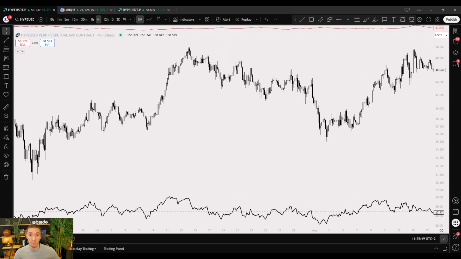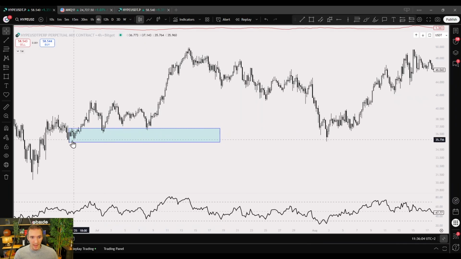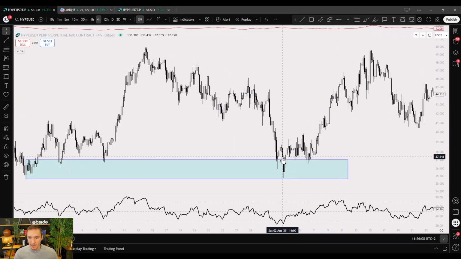Another way that I find relevant to use divergences for entries is when the divergence occurs while we are at a key level. So for example, here on Hyperliquid, price had created a demand zone around these lows here, and the next time we revisited this area, we could see that we had a bullish divergence on the RSI happening at the exact same time.